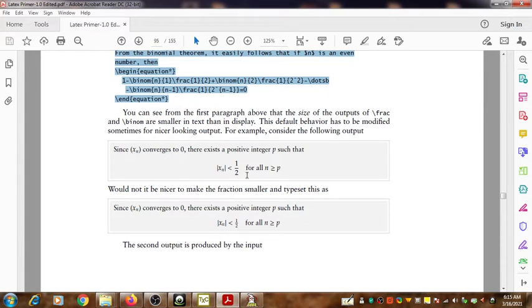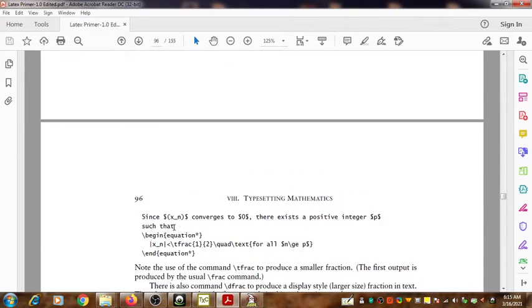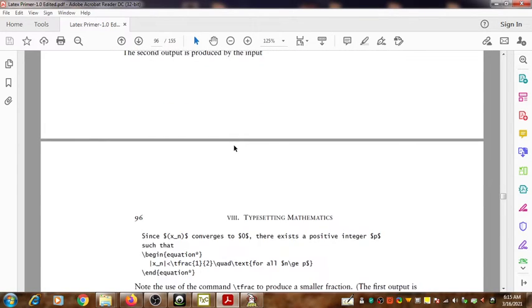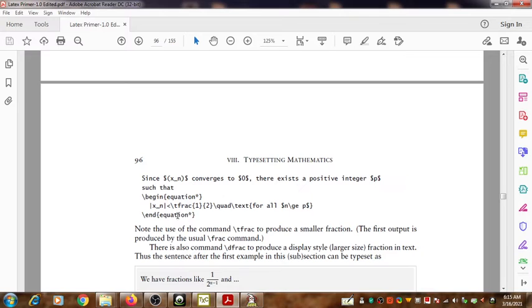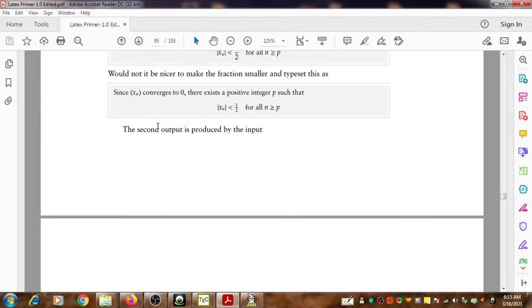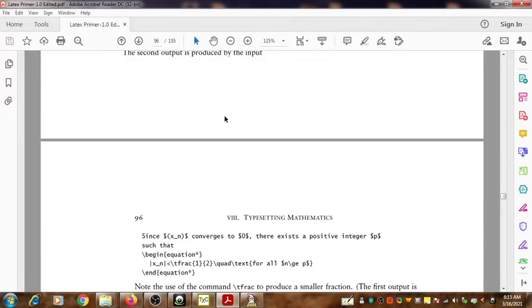So here, typing this expression, you can see if you want to typeset this expression, the source code is available here. If you type that source code, you can create the output which is given here.